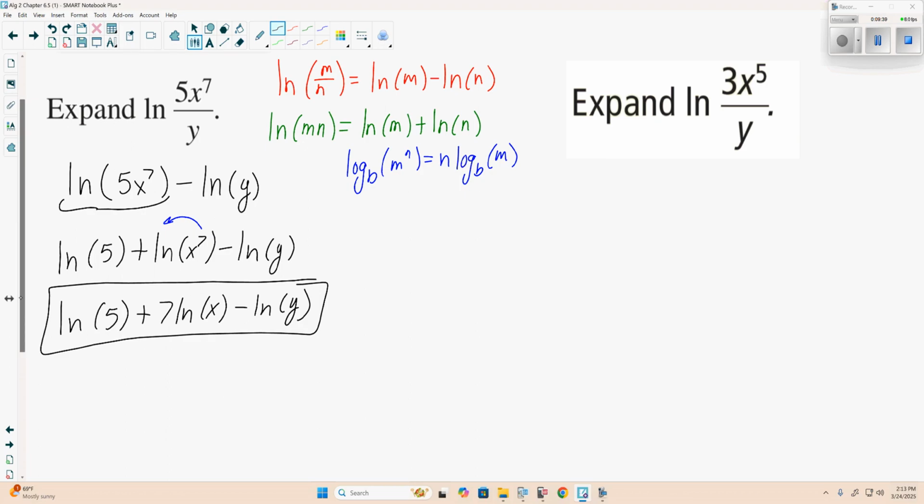So a lot of what we're doing today is just following these properties of logarithms, expanding, and we will be condensing too. So if we look at the next one, expand the natural log of 3x to the 5th divided by y. And again, we'll start with the quotient. This would be the natural log of 3x to the fifth minus the natural log of y. Our quotient: the log of the top minus the log of the bottom of that fraction. Questions on this here?